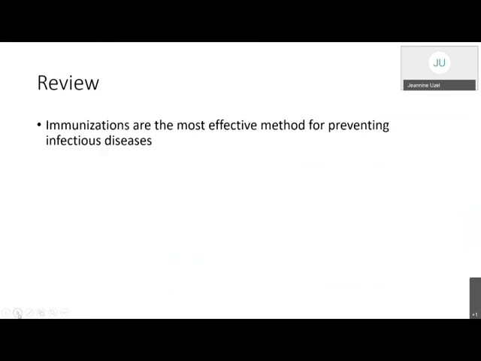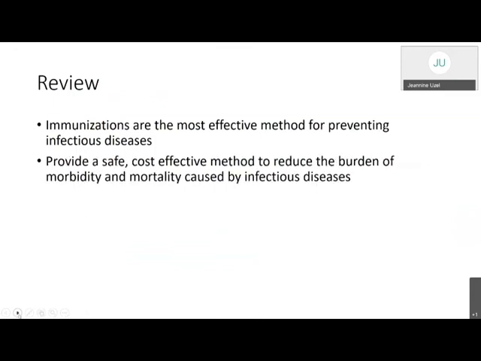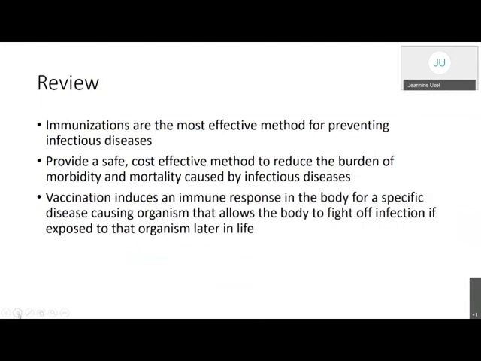Let's do a review of what we have learned. Now you know how to administer an IM injection to an adult. Immunizations are the most effective method for preventing infectious diseases and provide a safe, cost-effective method to reduce the burden of morbidity and mortality caused by infectious diseases. Vaccination induces an immune response in the body for a specific disease-causing organism that allows the body to fight off infection if exposed to the organism later in life.